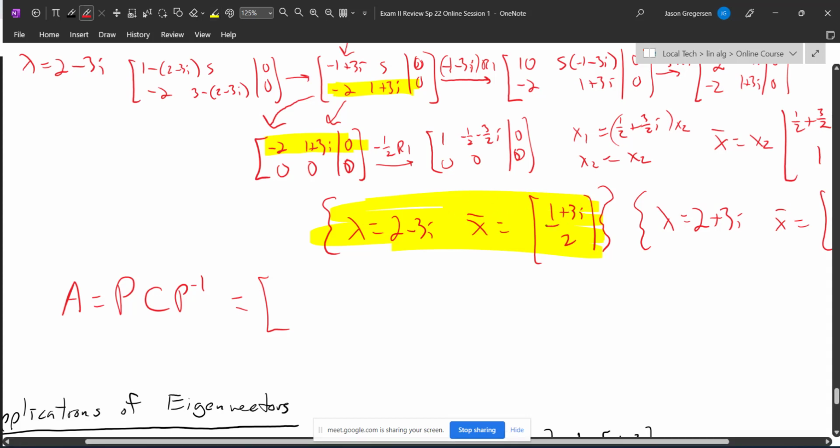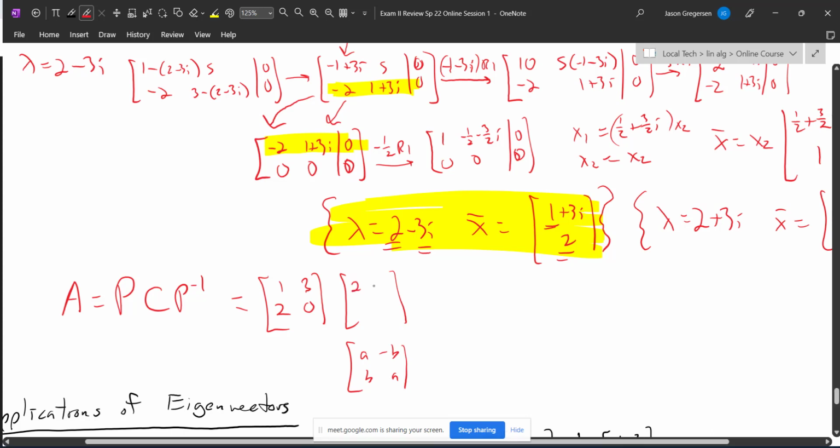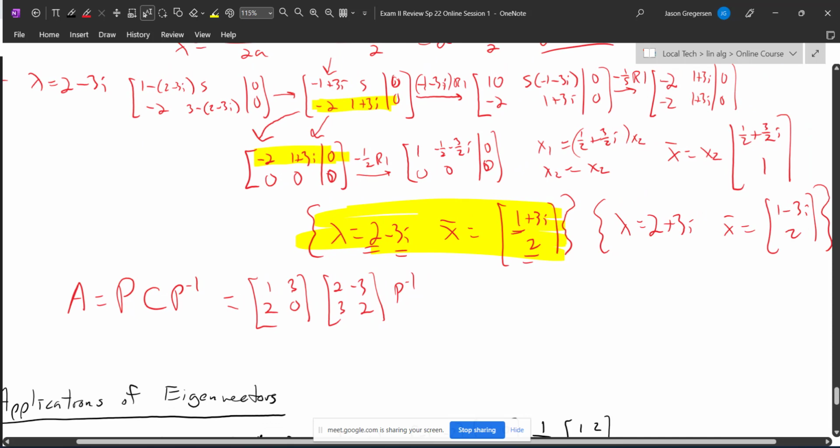Using that eigenvector, I'm going to take the real parts, 1 and 2, as the first column, and the imaginary parts, 3 and 0, as the second column. And that's my matrix P. My matrix C is going to have the form a, negative b, b, a, where the a and b values are the real and imaginary parts of the eigenvalue, 2 and 3. And if you choose the negative eigenvalue, your negative sign will always go in the top right corner. And then once I know what P is, I can calculate P inverse if I want. And so that should be the factorization P C P inverse.